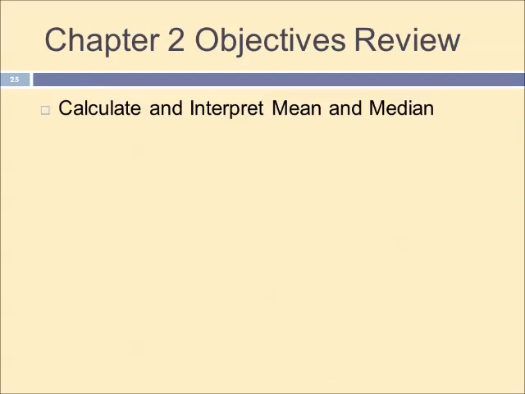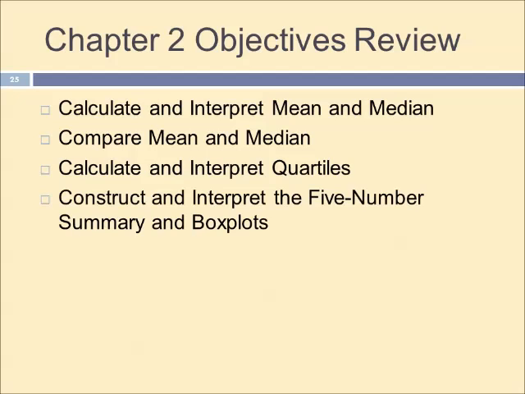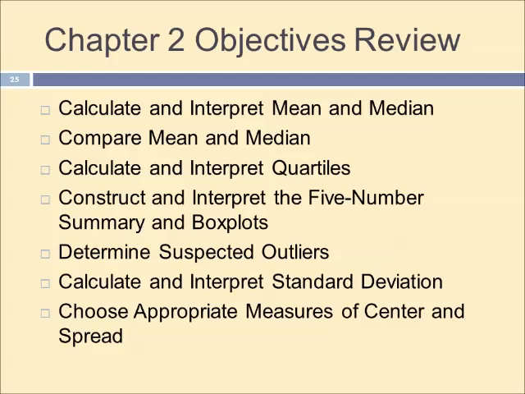So, a review of what we set out to do here. We calculated and interpreted mean and median. We compared the mean and the median. We calculated and interpreted quartiles. We constructed and interpreted the 5-number summary and box plots. We determined suspected outliers. We calculated and interpreted standard deviation. We chose appropriate measures of center and spread. And then we organized and carried out a statistical problem.